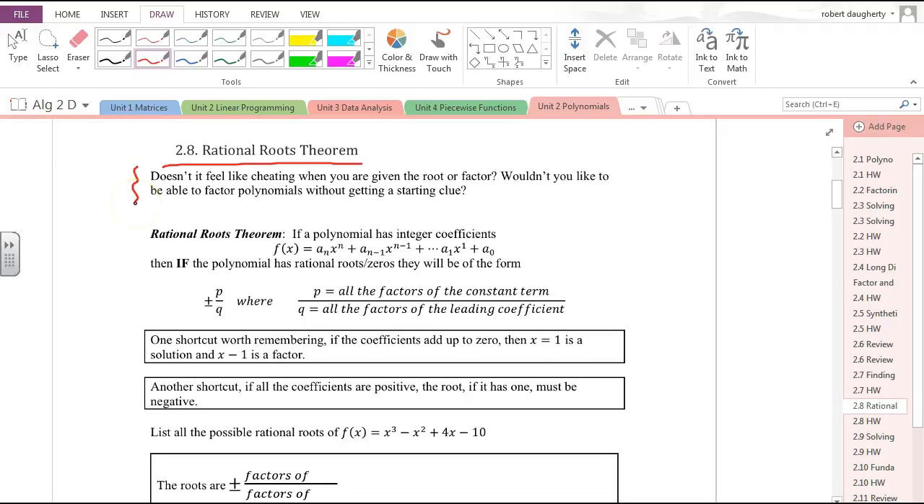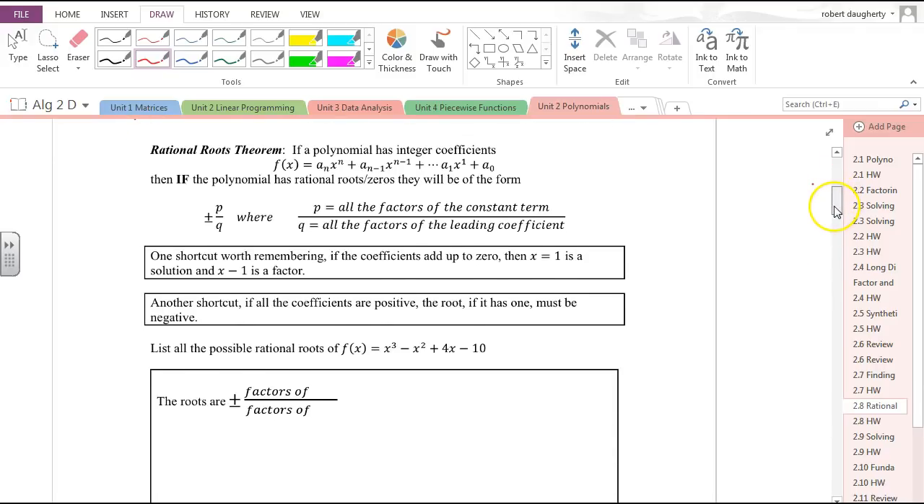So in the previous things, I always said factor this polynomial, but I would always give you what? One of the roots. Okay, this is asking you, doesn't it feel like it's cheating when I give you one of the roots? Would you like to be able to do this without getting any clues or hints? This is when you would say, yes, we would. Okay, so anyway, that's where we're going. Whether or not your opinion matters on that one, that's where we're going.